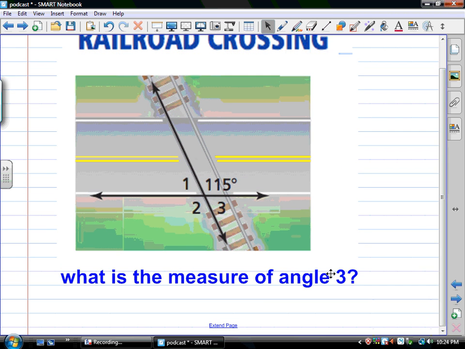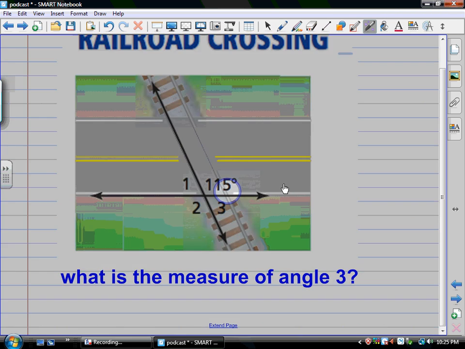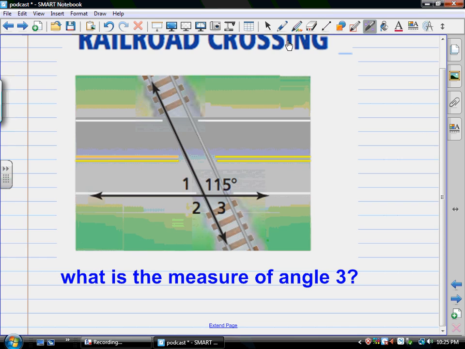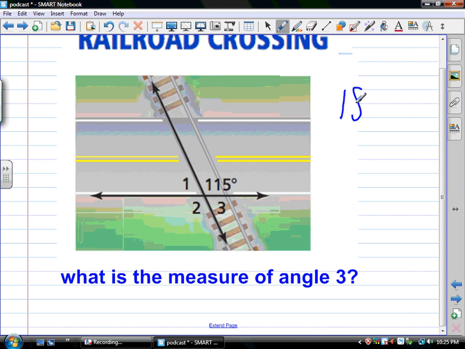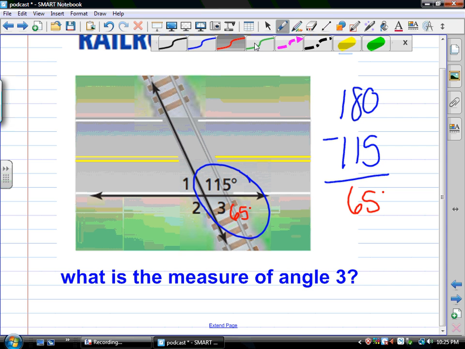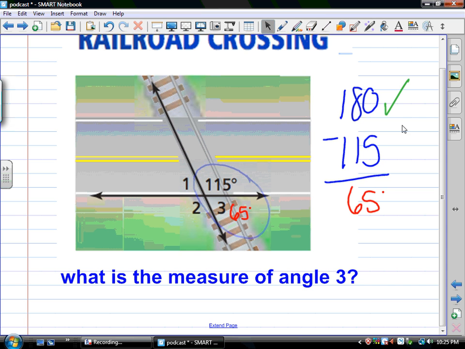What is the measure of angle 3? Two angles to form a straight line are supplementary. Or you can say, I need to get to 180 degrees because it's a straight line. I'm thinking it's going to be like one of the problems we just did a minute ago. 180 minus 115 gives you 65 degrees. Angle 3 is 65 degrees. Check your answer. Add 115 degrees and 65 degrees. When you do that, bam, you get 180. You're right.